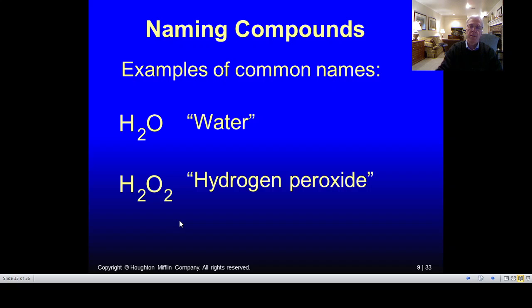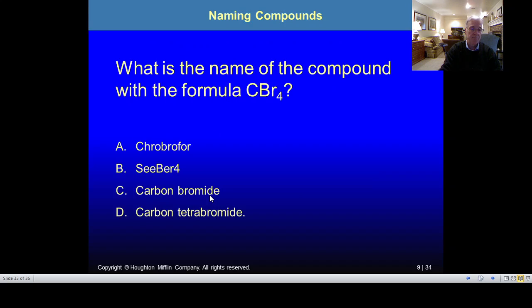Now, after we've learned these rules, what we know is that there are still in the world common names that have caught on. For example, when hydrogen combines with oxygen, technically and systematically we would name it hydrogen oxide, but nobody calls it hydrogen oxide. Everybody calls it water. H2O2, everyone calls this hydrogen peroxide. These are common names that have caught on. And so if there's a common name, we will default to that one.